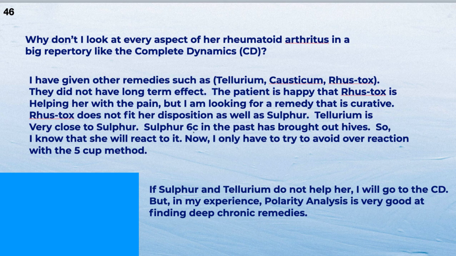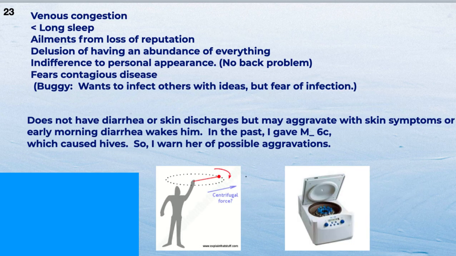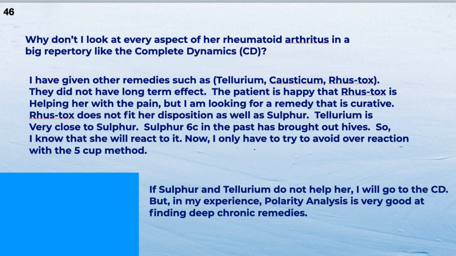Okay, and I gave her 6C in the past, sulfur 6C, and it brought out hives. So I know she'll react to it. It's this thing about centrifugal force. Sulfur will force out the hives for her. So I've asked her to use the 5-cup method. If you don't know what the 5-cup method is, put it into the search bar at the bottom of my site, and I have a full explanation of it.